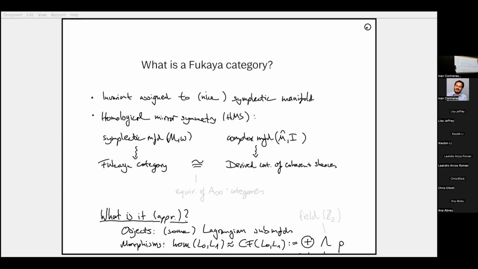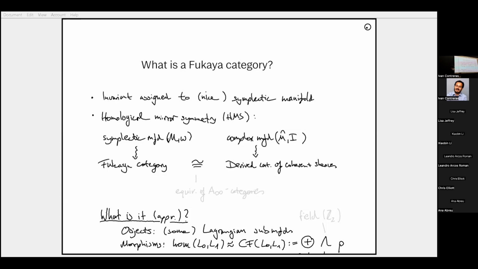What you do is you have a pair of manifolds, one symplectic and one complex, and you assign to each of them what's called an A-infinity category. On the symplectic side, this is the Fukaya category. On the complex side, this is the derived category of coherent sheaves. Then we say that these different manifolds are mirror if these categories are equivalent as A-infinity categories.